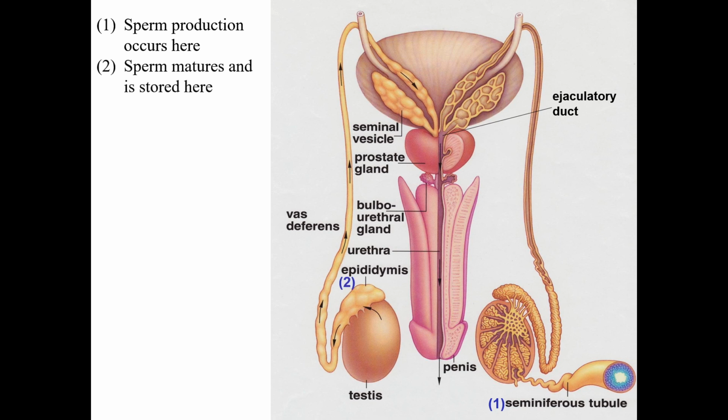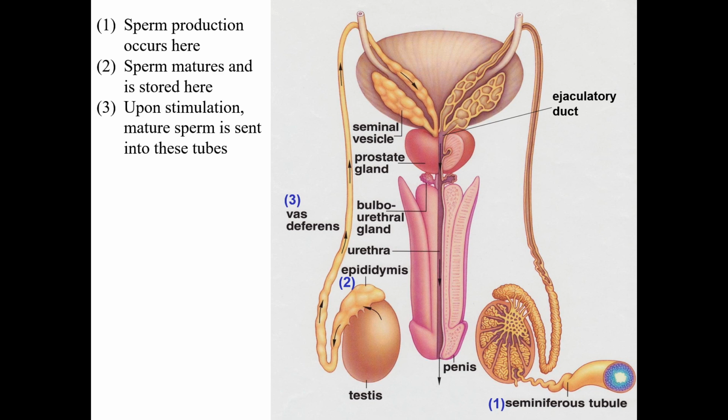Next, from the seminiferous tubules, sperm moves into the structure on top of the testes. That structure is called the epididymis. The epididymis is where that sperm matures, so it enables it to swim properly. And then it stays there and is stored there, and it only is removed from there if the male is stimulated. And then that epididymis will contract to push that sperm into the next location.